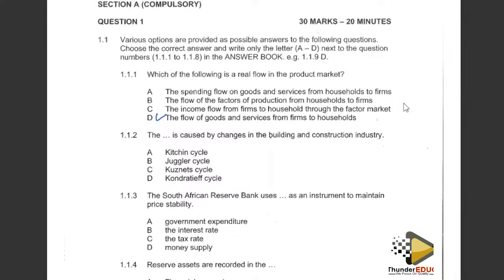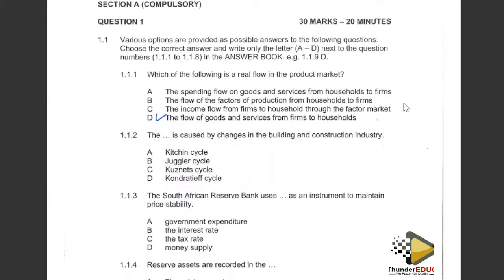Okay, right. So now moving on to the next question, which is 1.1.2. It reads as follows: the dash is caused by changes in the building and construction industry. So now, if you check the key concept in this question, we have construction industry. And what is this industry? Industry here, we refer to a group of firms that sell the same product or the same goods as well as services.